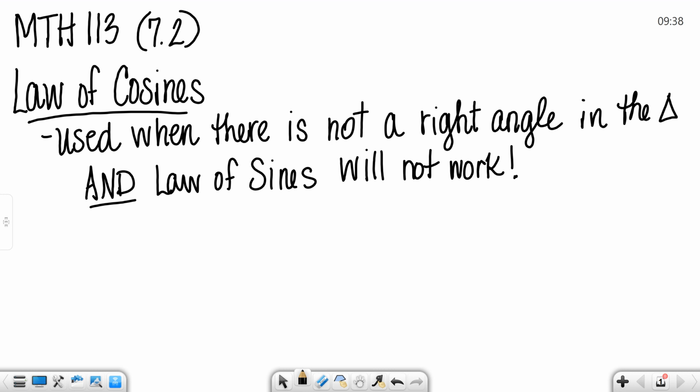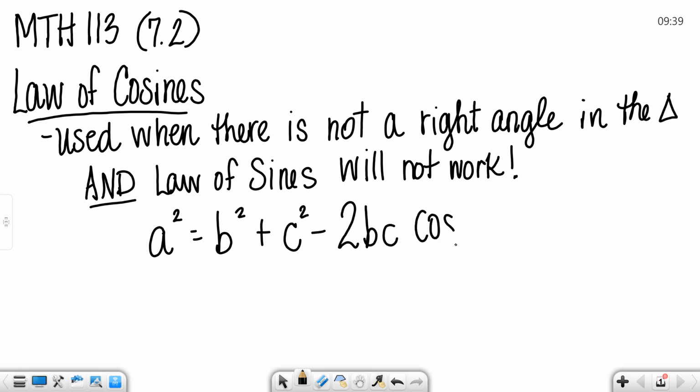So we would use law of cosines only when there's not a right angle in our triangle and the law of sines won't work, because law of sines, quite frankly, is a little easier to work with. So if we can use sines, we want to. Otherwise, we will try our law of cosines. So here are the formulas for law of cosines. And we have 3 different formulas just based off whatever information we may be given or asked to find.